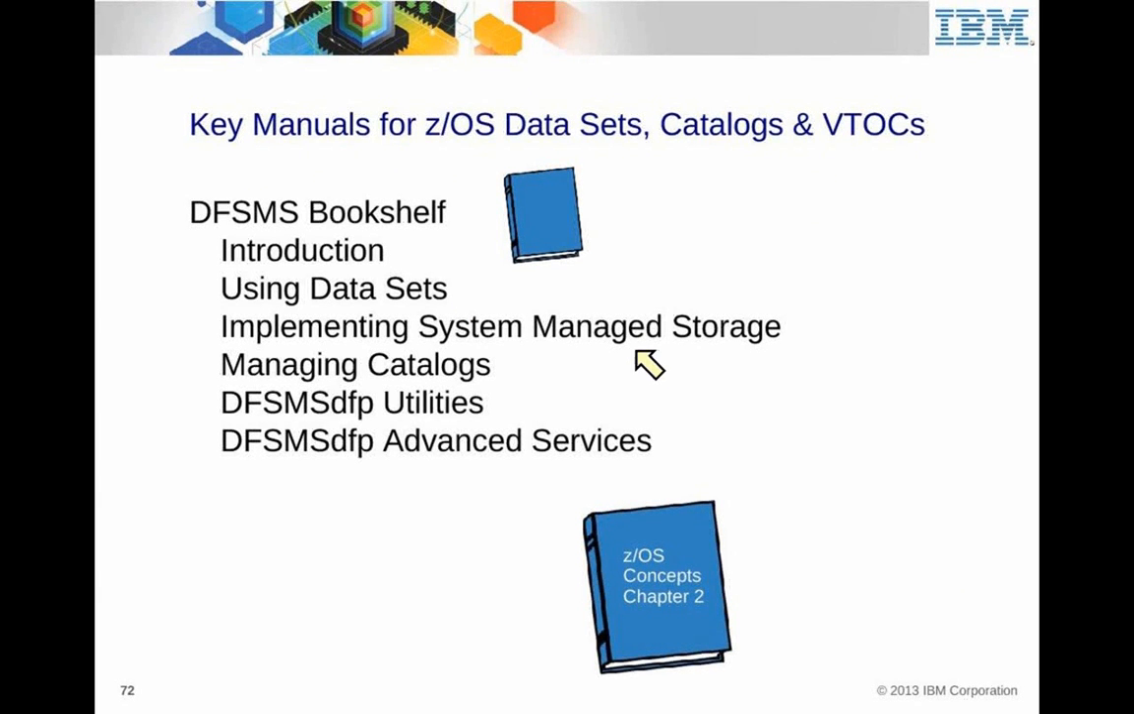If you do want to understand more about how ACS routines work and all that, there's an Implementing System Managed Storage manual. There's a book on managing catalogs. Typically, the disk administrators or DASD administrators take care of the catalogs. Sometimes the system programmers do. There's a DFSMS DFP Utilities manual. There's a DFSMS DFP Advanced Services. These are some of the best books in the DFSMS bookshelf.